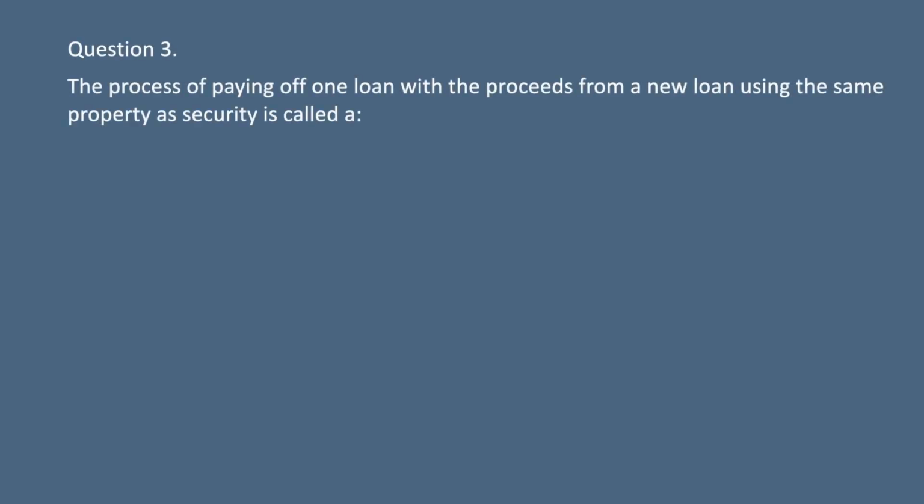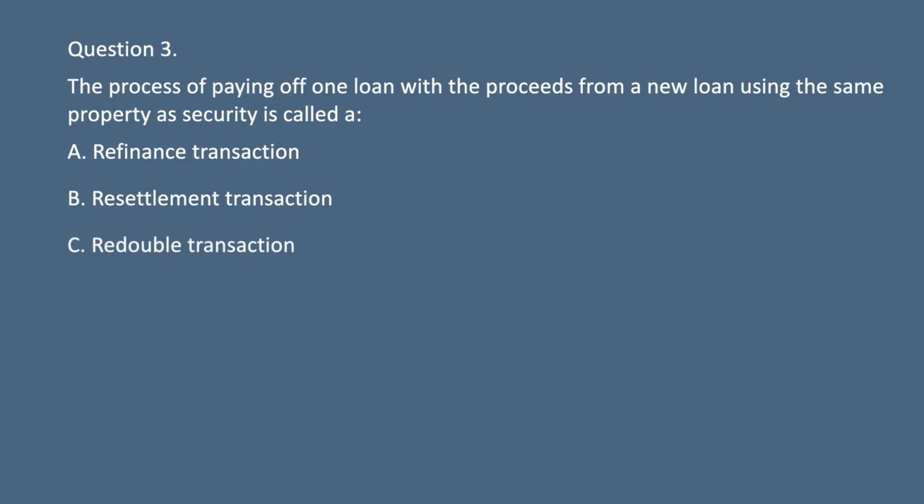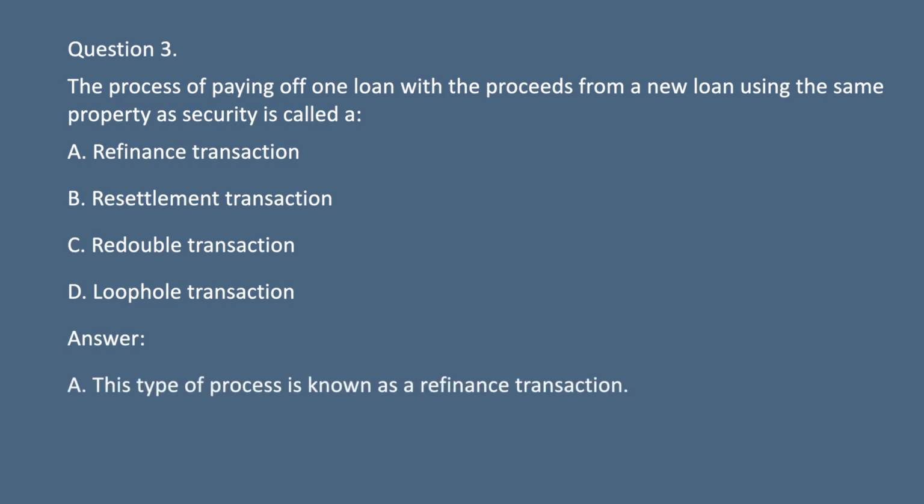Question 3. The process of paying off one loan with the proceeds from a new loan using the same property as security is called A. Refinance transaction. B. Resettlement transaction. C. Redouble transaction. D. Loophole transaction. Answer A. This type of process is known as a refinance transaction.